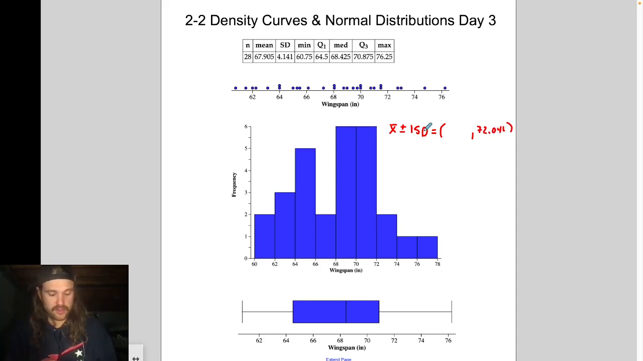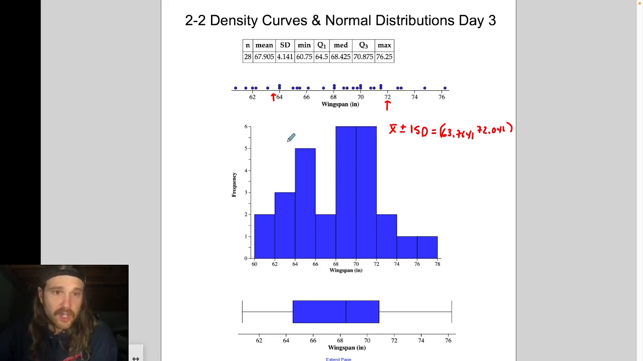And let's do it again. Minus goes down to 63.764. So let's take a look. 72 for one standard deviation is right about there, and 63.7, we're looking at roughly right there. And our mean, 67, is somewhere in the middle. So within one standard deviation, we should have 68% of the data.